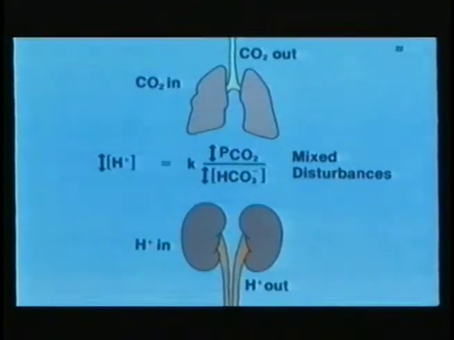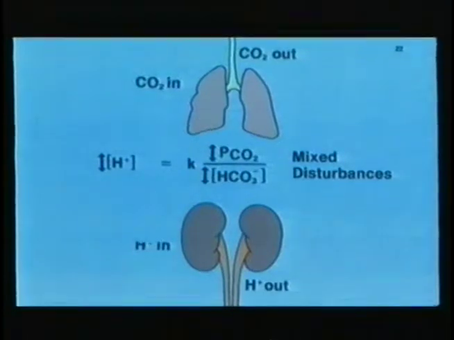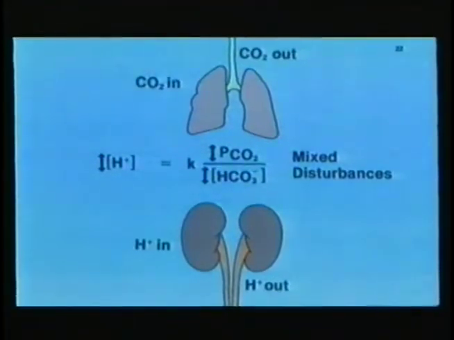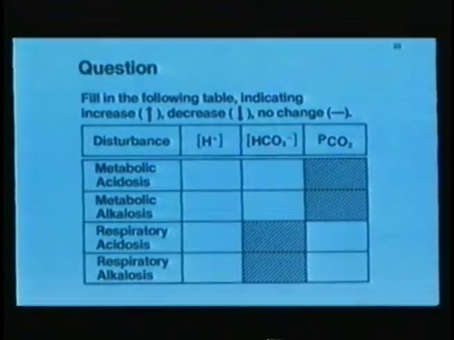22. In the third major classification, mixed acid-base disturbances, abnormalities in both bicarbonate and PCO2 regulation occur simultaneously. When such mixed disturbances are present, hydrogen ion concentration will be determined by the predominant abnormality. 23. Remember to stop the tape to answer questions and to check your answers.